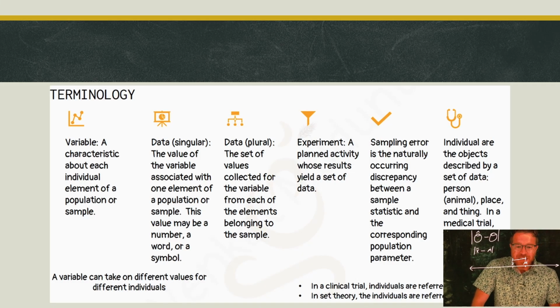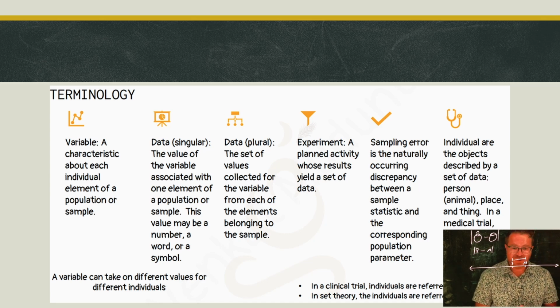Okay, next we have individuals, which are the objects described by a set of data. This could be a person, animal, place, or thing. In a medical trial, the people in a study are referred to as subjects. Now, one thing you'll also hear me sometimes say is I'll refer to things as elements. This is because in set theory, any individual outcome from a set of possible outcomes is called an element. And for example, when we do probability, I will be teaching you about this. So oftentimes you'll also hear me say element.